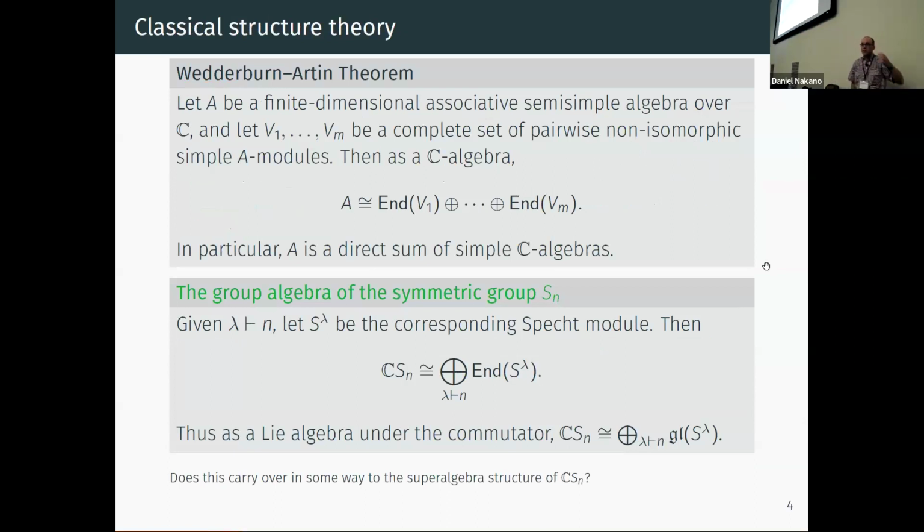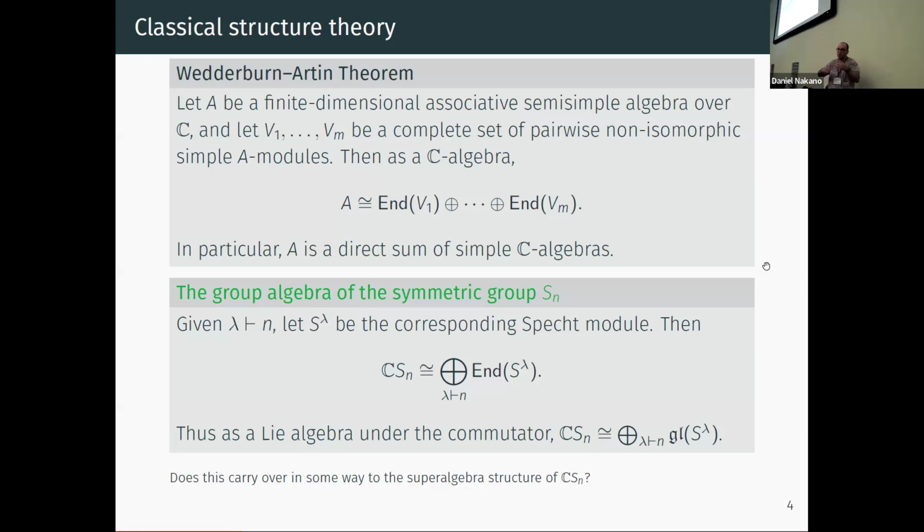So classical structure theory of semi-simple algebras: we have, let's say, a finite dimensional associative semi-simple algebra over the complex numbers, and V1 through Vm are a complete set of irreducibles. Then the Wedderburn-Artin theorem tells us that our algebra is isomorphic to a direct product of matrix rings, the product of endomorphism algebras corresponding to those isomorphism classes of irreducibles. So it's a product of simple algebras.